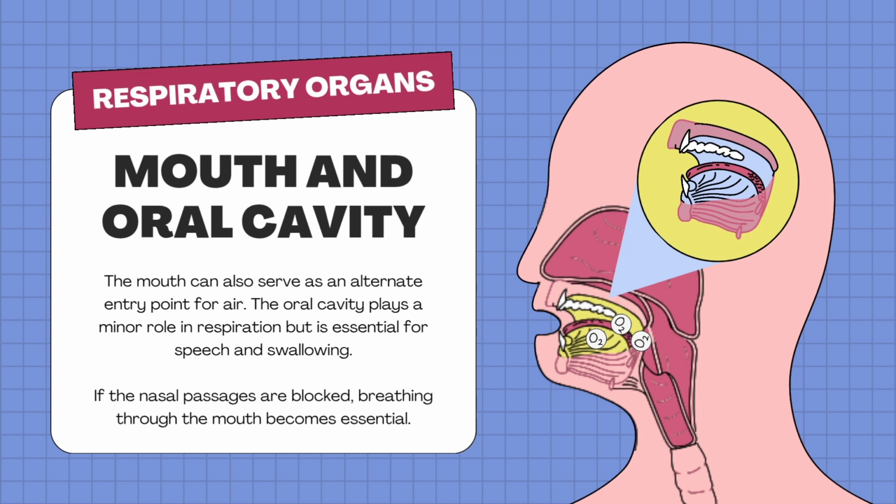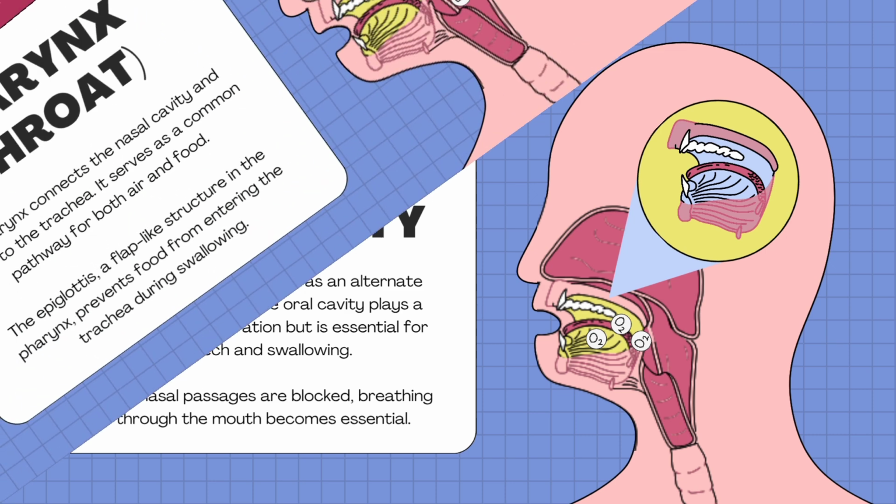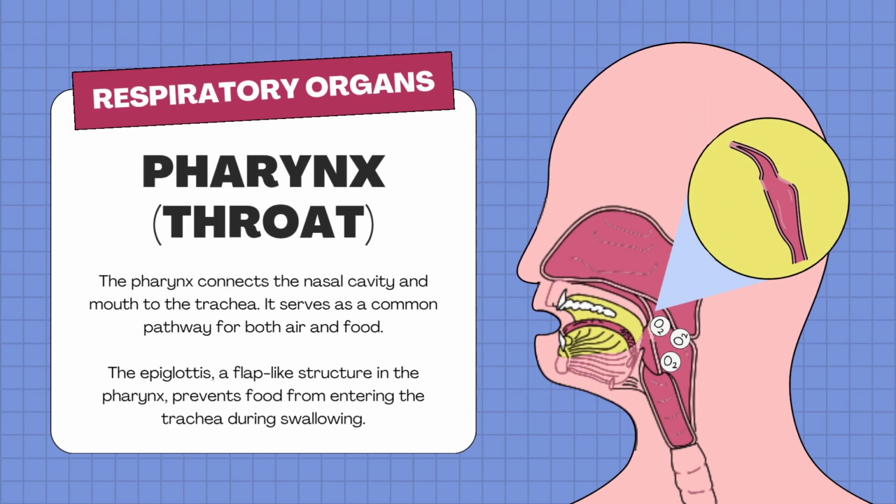Mouth and oral cavity. The mouth also serves as an alternate entry point for the air. The oral cavity plays a minor role in respiration, but it is essential for speech and swallowing. If the nasal passages are blocked, breathing through the mouth becomes essential.